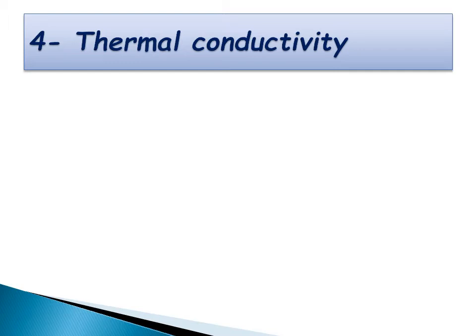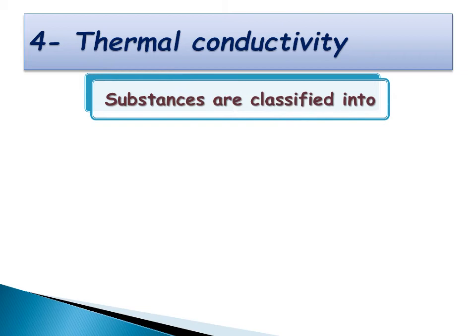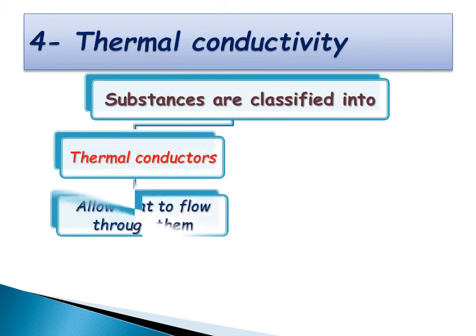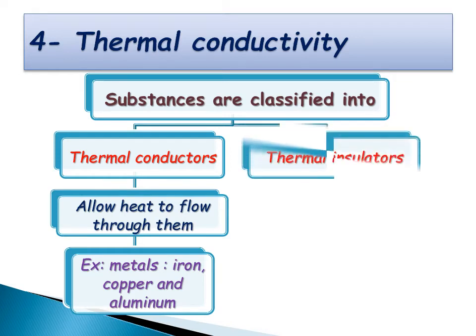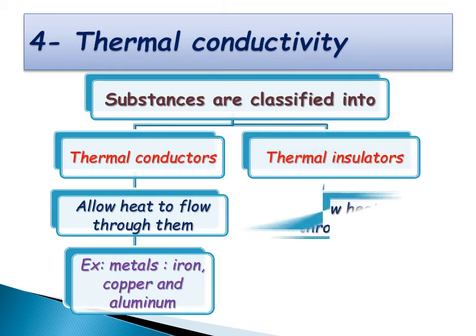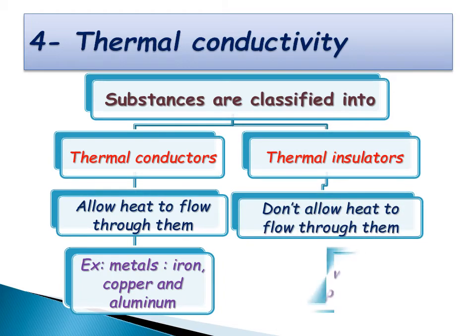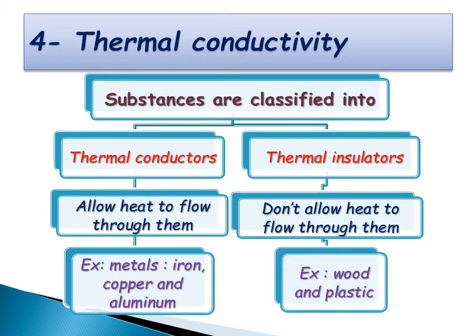Property number 4 is thermal conductivity. Substances are classified into thermal conductors, which allow heat to flow through them, like iron, copper, and aluminum. All metals are thermal conductors. And thermal insulators, which don't allow heat to flow through them, like wood and plastic. So substances according to thermal conductivity are divided into thermal conductors and thermal insulators.